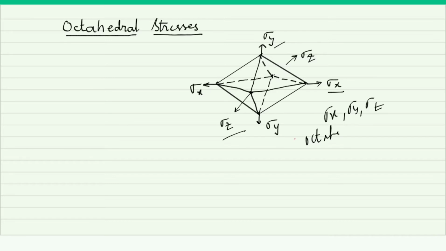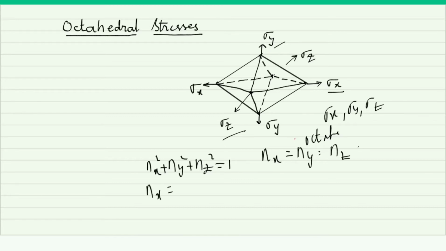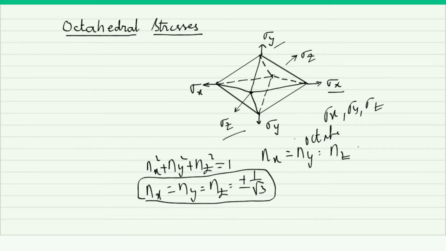Being an equally inclined plane, our direction cosines nx equal ny equal nz, and from the relation nx square plus ny square plus nz square equal to 1, we get nx equal to ny equal to nz equal to plus or minus 1 by root 3. So, for an octahedral plane, by default, we can take nx equal to ny equal to nz equal to plus or minus 1 by root 3.